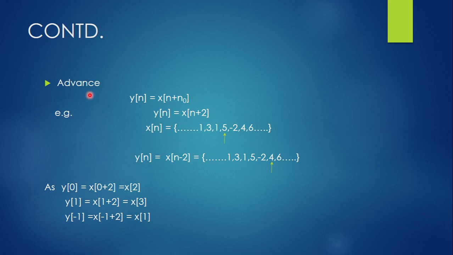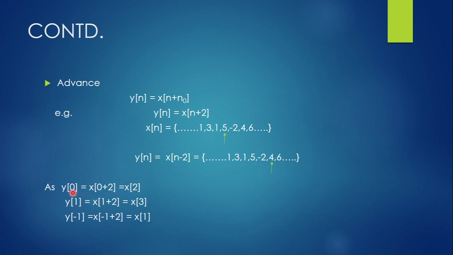Now the reverse of that is advance. Your train was coming at 7, now it comes at 5. This means it is advanced in time. If your sequence is coming at the third sample, now that is coming at the first sample, this is advanced by 2. That is x[n plus 2]. Here the sample which comes at 0, now it is coming at minus 2. It is advanced by 2.